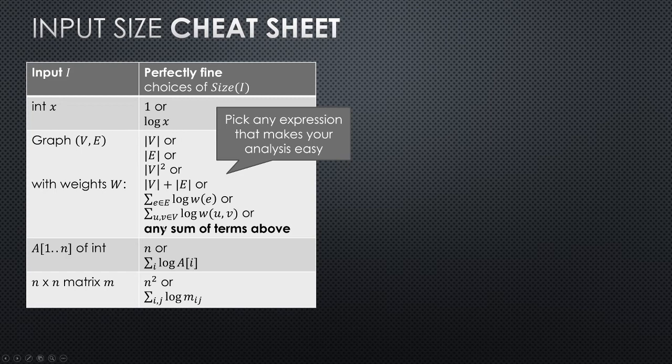So here are fair expressions to use for a graph. You can use just the size of V. This is like n. You can use the size of edges, number of edges. That's just E. You could use like the number of vertices squared. You could use cardinality of V plus cardinality of E. You can use the sum of all edge weights over all the edges in E, sorry, of like log of the weight. So the number of bits needed to write down all the weights for each edge, or you can do the number of bits needed to write down all of the weights for each pair of vertices. That's fine. You can do any sum of these terms.